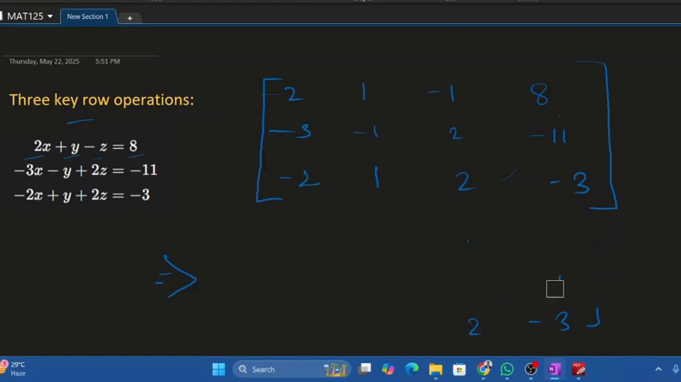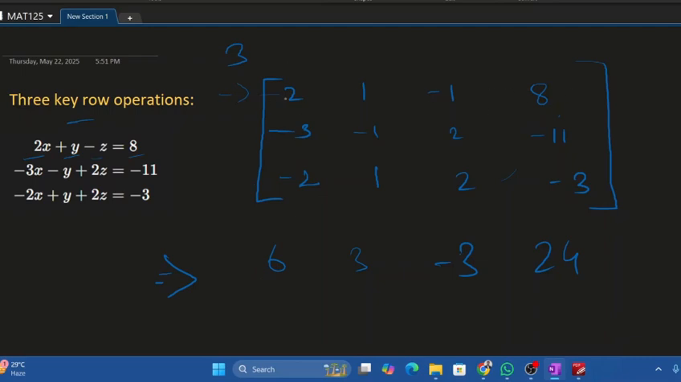Okay, we can scale an equation to make calculations easier. We can basically multiply any of these rows by a constant. For example, if we multiply this row by the constant 3, then this will be 6, 3, minus 3, and 24.